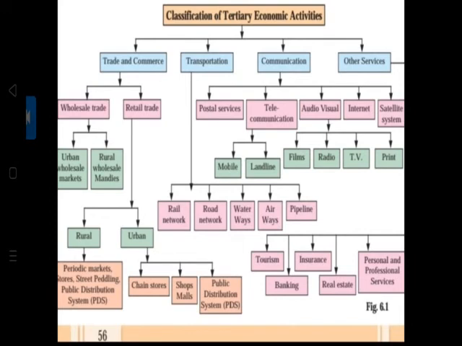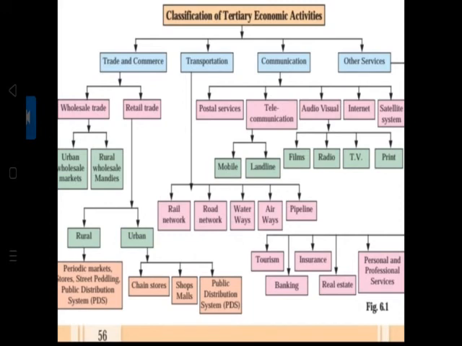Then comes the communication part of it. When you look at the communication part, there are so many categories in it: postal services, telecommunication, audiovisual, internet, satellite system. When you look at telecommunication, there is mobile and landline. Initially, before the advent of mobiles, we used to communicate only through telephones, which were at home, landlines. Mobile phones now have become an integral part of our lives.